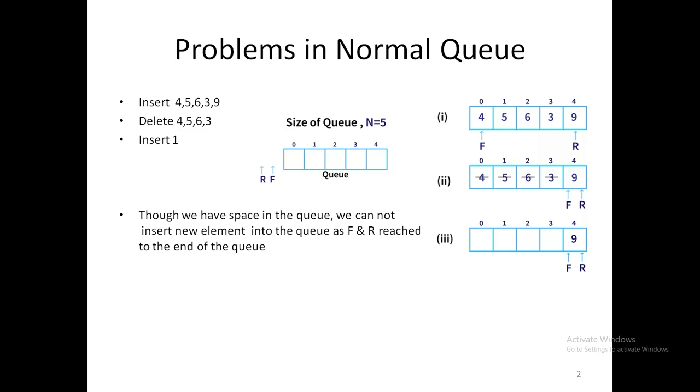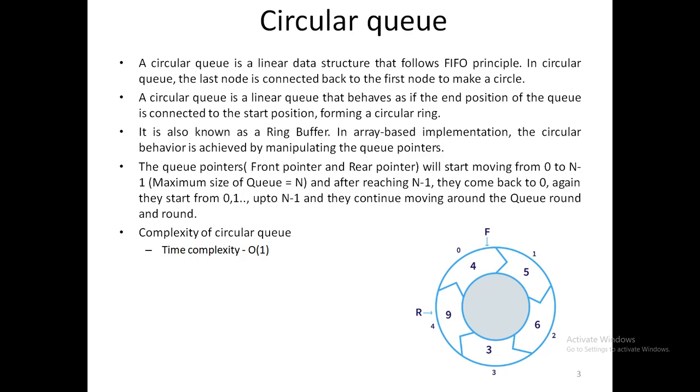We need to check whether the rear is at the end of the queue, in the sense that it needs to point to the first position if that element is not there. That is the circular queue. This also follows the FIFO principle. It is a linear queue that behaves as if the end position of the queue is connected to the starting position. It is also known as the ring buffer.